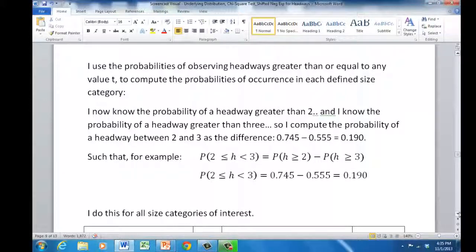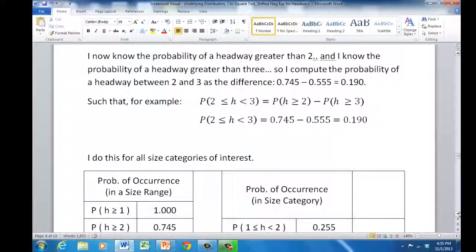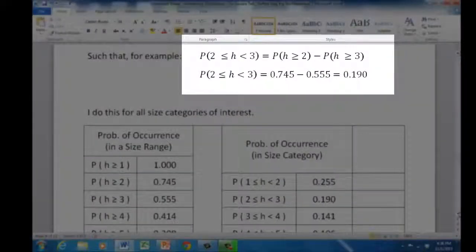I use these probabilities to compute the probabilities of occurrence in each defined size category. I might be looking at a category between 1 and 2 seconds, or between 2 and 3 seconds. If, for instance, I'm looking at the probability between 2 and 3 seconds, I know that that probability is equal to the probability of a headway greater than or equal to 2 minus the probability of a headway greater than or equal to 3.